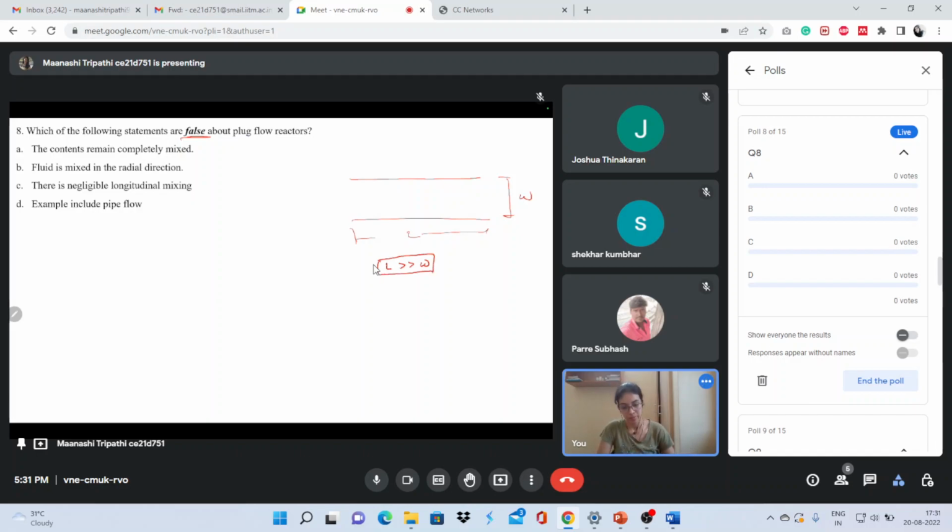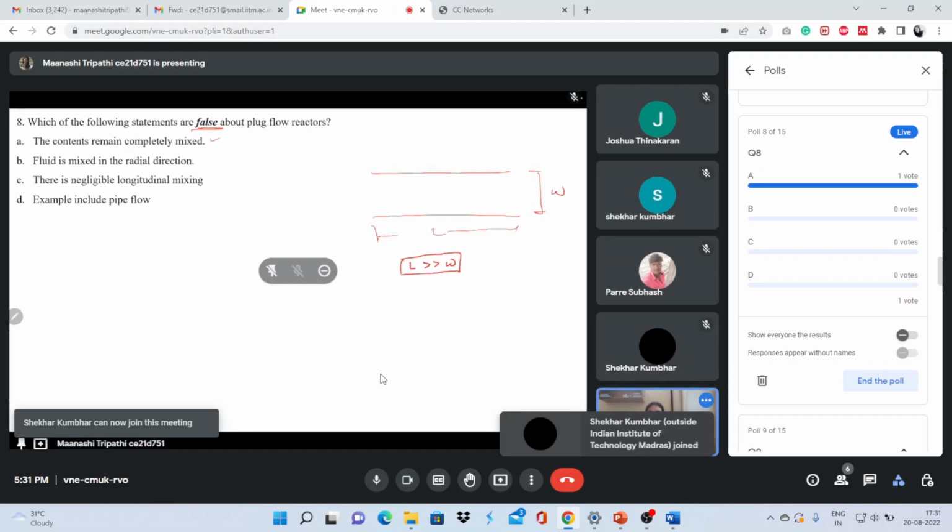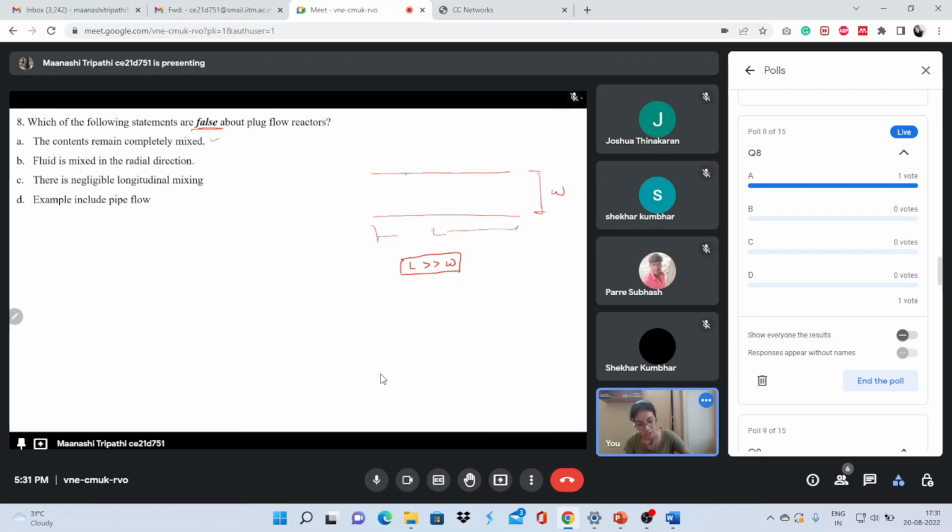It's like a river. So the content remains completely mixed. Fluid is mixed in the radial direction. There is negligible longitudinal mixing, and examples include pipe flow. So the main difference between a continuous flow reactor and a plug flow reactor is this point. In the continuous flow reactor that I explained in the previous question, all the contaminants were completely mixed. But here in plug flow, the concentration here and here will be different.